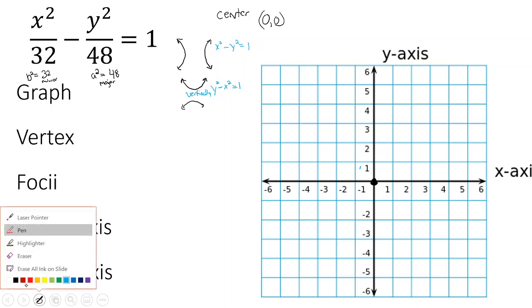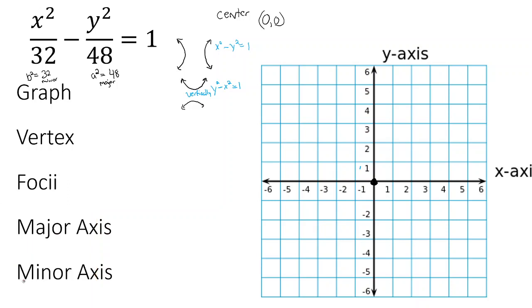Okay, so now we want to find the values for a and b. So if a squared equals 32, then a equals plus or minus the square root of 32, which is actually a equals plus or minus 4 root 2.